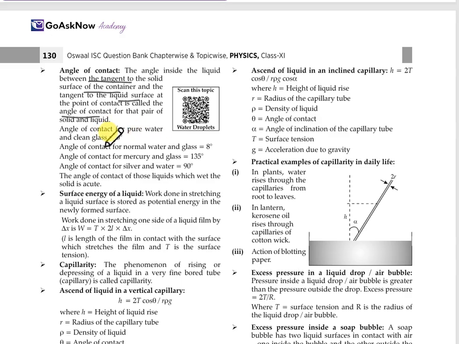The angle of contact of pure water with clean glass is 0 degrees. The angle of contact for normal glass is 8 degrees. This is important: the angle of contact for mercury and glass is 135 degrees. The angle of contact for silver and water is 90 degrees. And the angle of contact for liquids which wet a solid is acute, which means less than 90 degrees.